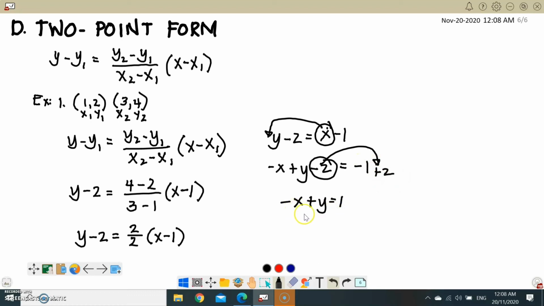So we have a negative first term here. We need to multiply the whole equation by negative 1. So negative 1 multiplied by negative x is positive x. Negative 1 multiplied by positive y is negative y, equals negative 1 multiplied by 1, which is negative 1. And you now have the equation of the line passing through the points 1, positive 2 and 3, positive 4. So let's have another example.